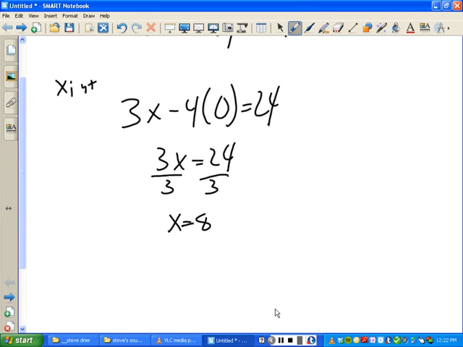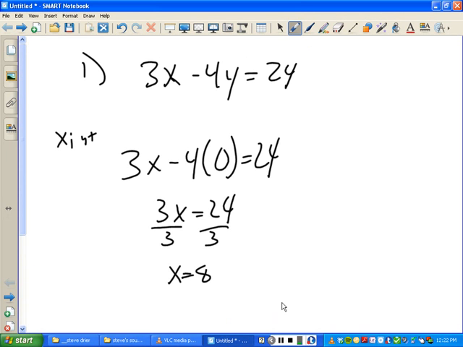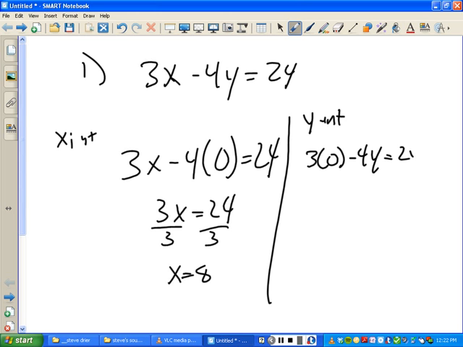Now, to find the y-intercept, maybe we'll just go this route. To find the y-intercept, you're going to plug in x is 0. So you're going to go 3 times 0 minus 4y equals 24. Negative 4y equals 24. Divide by negative 4, divide by negative 4, and y is equal to negative 6.